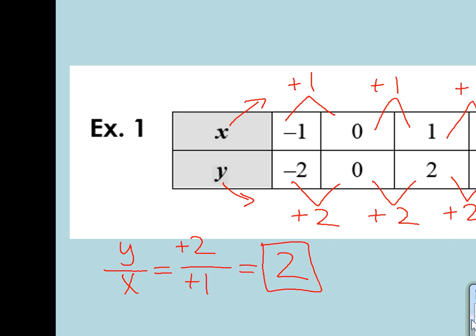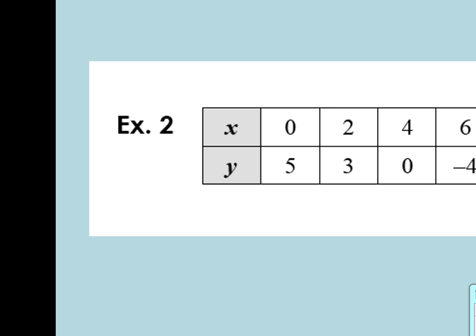Here is example 2. We're going to again start by finding the rate of change. So let's start with this. To get from 0 to 2, I'm going to add 2. 2 to 4, I'm going to add 2. And 4 to 6, I'm going to add 2. Looks good so far. Let's go to the y values.